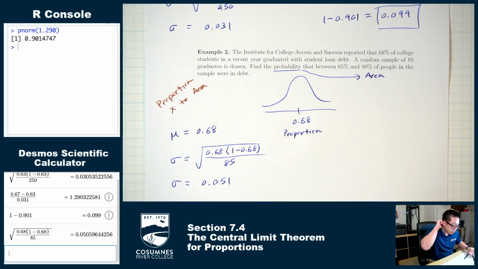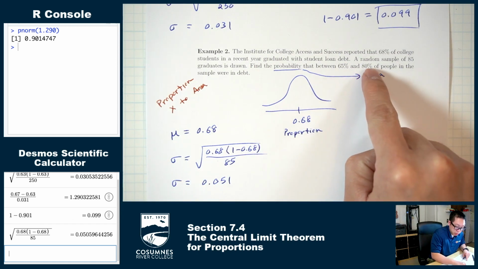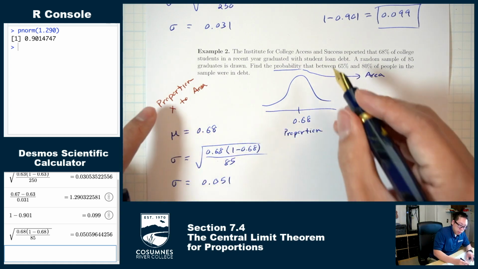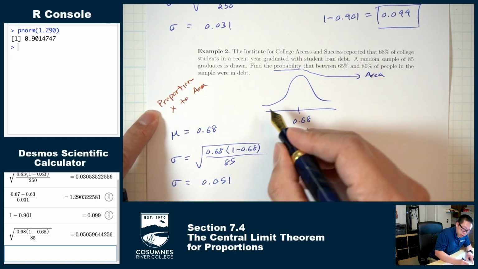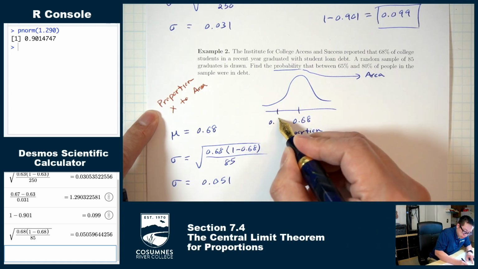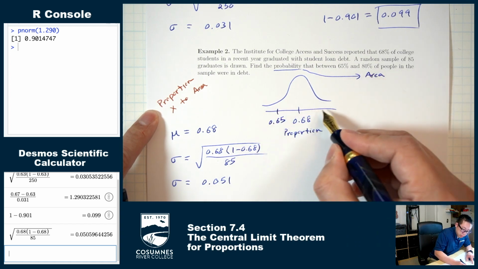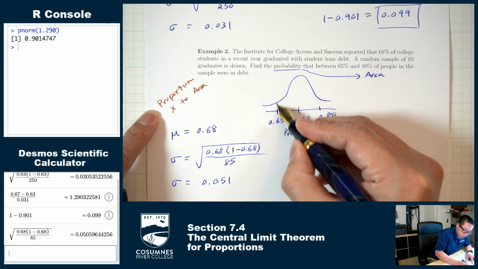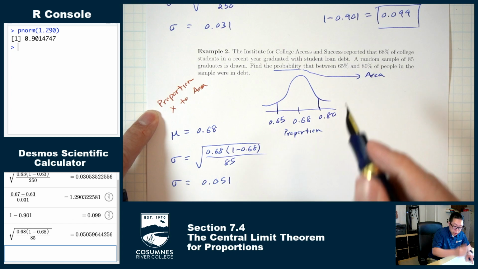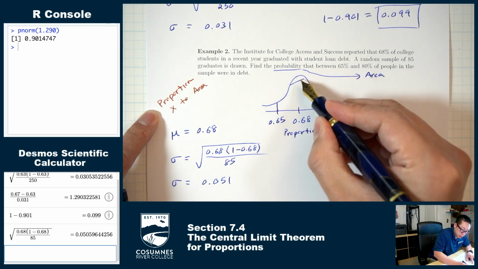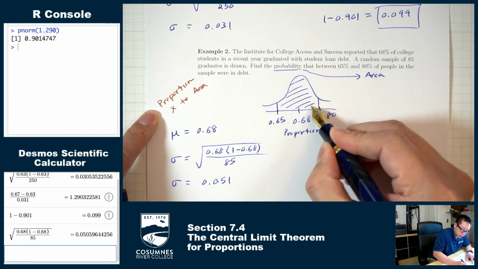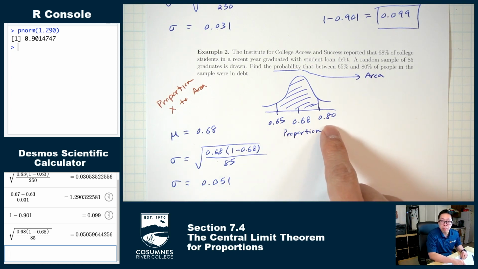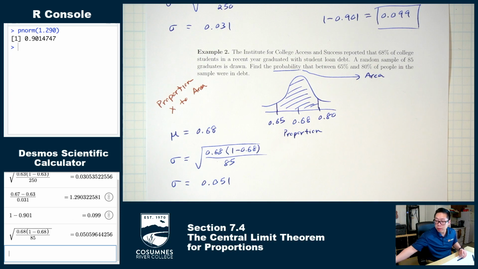And then 65%, 80%, right? These are proportions, which means they go on the x-axis here. 65%, that's 0.65. That's over here. 80%, that's 0.80. That's on the right side here. And it's asking between, so this is shaded between. We're looking for the area between 0.65 and 0.80, and this is an x to area question.